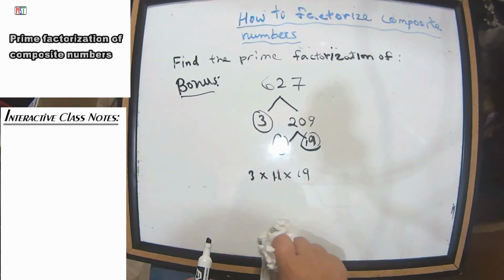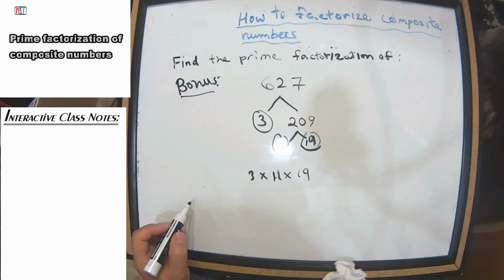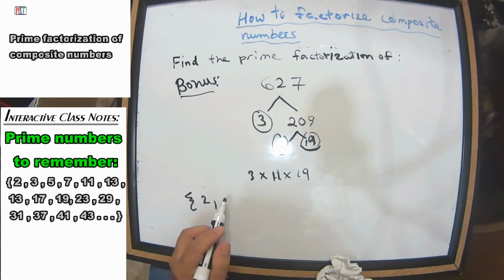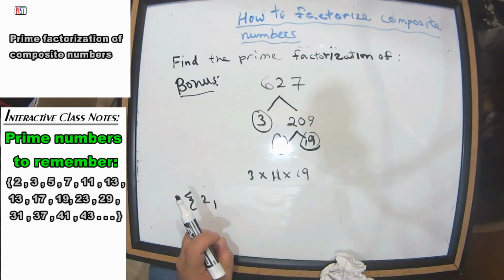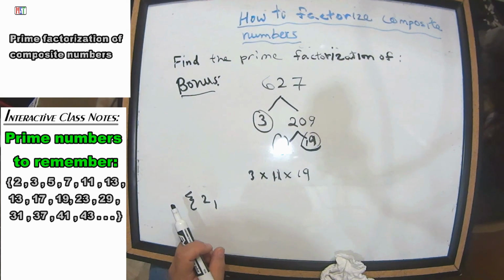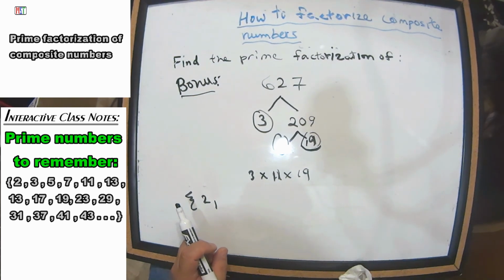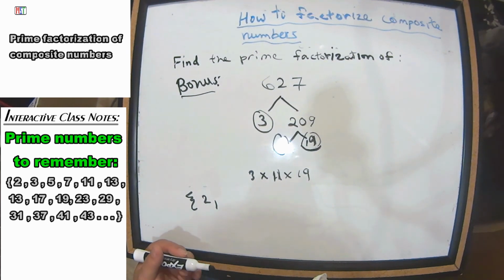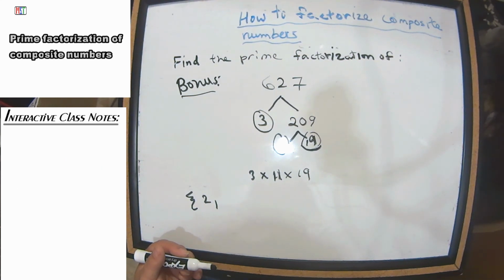Okay, again, I would try to memorize the series of prime numbers up to 47, I guess, or even up to 53, and that will save you some time in determining whether the number you're looking at is a prime number or not. Other than that, yeah, that's how you do factorization of any composite number.